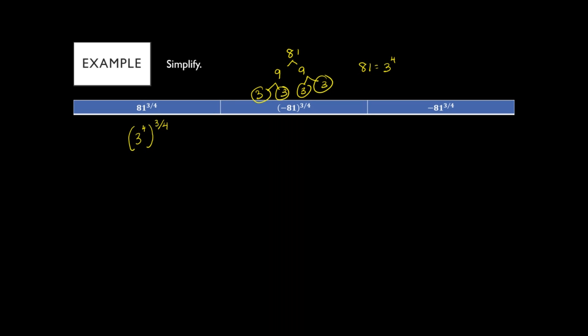And then I've got my rational exponent. So we can use our rules of exponents here to multiply those together. 4 times 3/4. So when you multiply a whole number by a fraction, you're multiplying the tops together. So 4 times 3 is 12. So that's 12 over 4. And then 12 divided by 4 is 3. So this is the same thing as 3 to the 3rd power. And then 3 to the 3rd power, if you do that on your calculator, gives you 27.